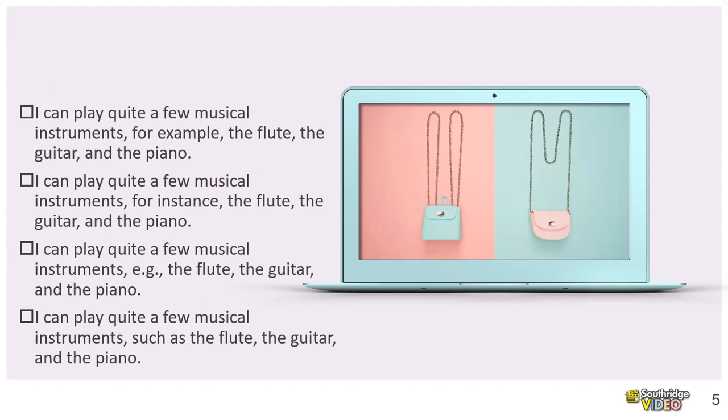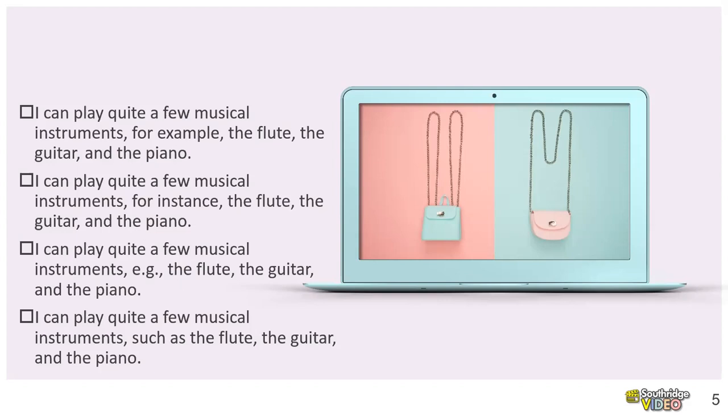So for example and for instance work very similarly. There is no difference in using them in terms of punctuation. The only difference is that one is for example, one is for instance. The next is: I can play quite a few musical instruments, comma, e.g., comma, the flute, the guitar, and the piano. And what about the third example?